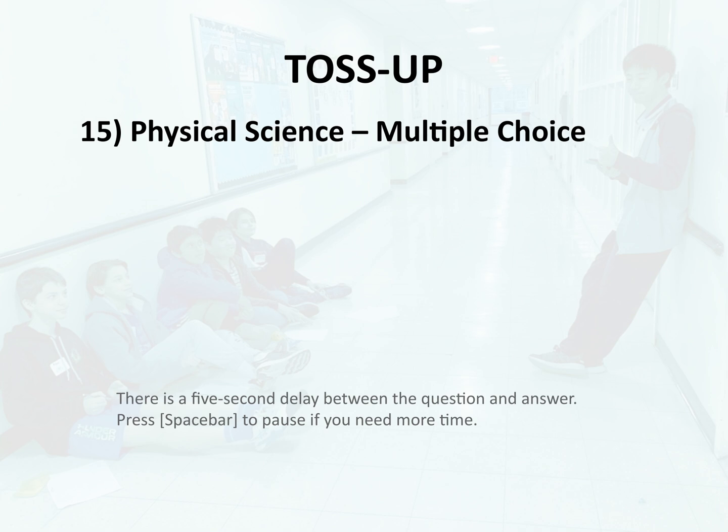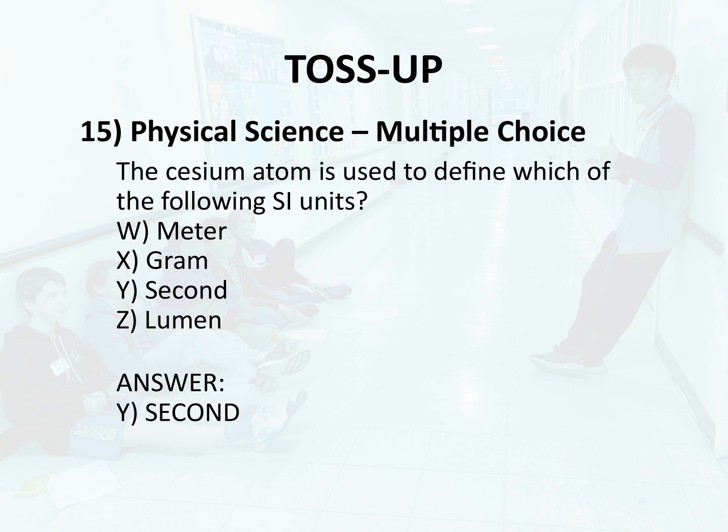Toss-up 15. Physical science, multiple choice. The cesium atom is used to define which of the following SI units? W. Meter. X. Gram. Y. Second. Z. Lumen. Answer. Y. Second.